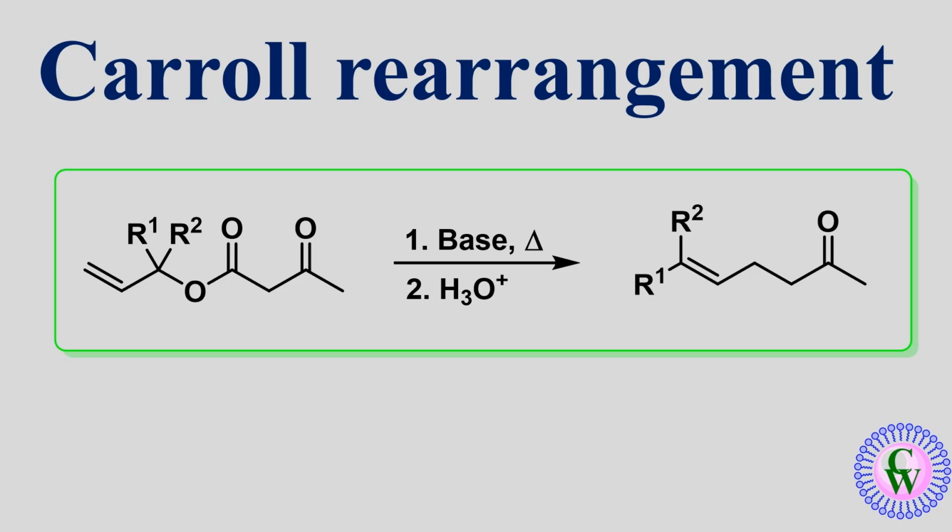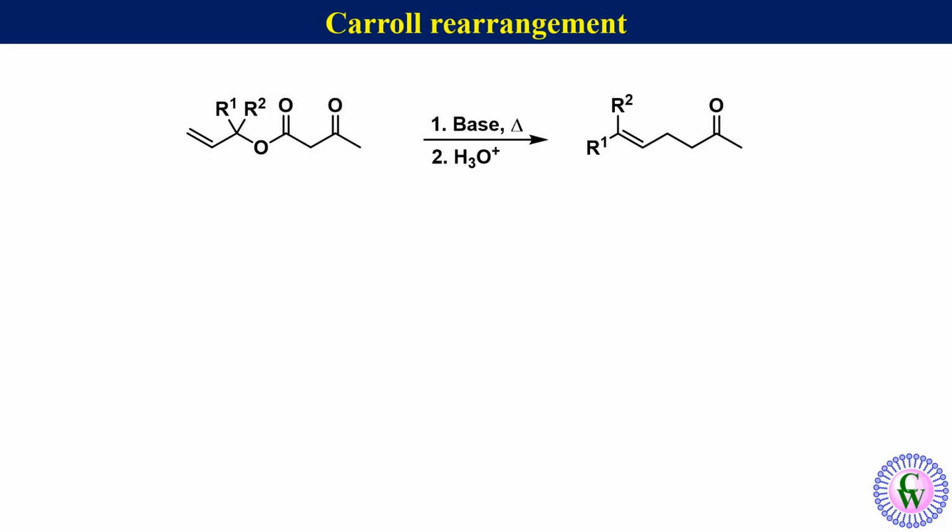In this video we are going to discuss Carroll rearrangement. In this reaction, a beta-keto allyl ester is heated in the presence of a base followed by acidic workup to produce gamma delta unsaturated ketone.